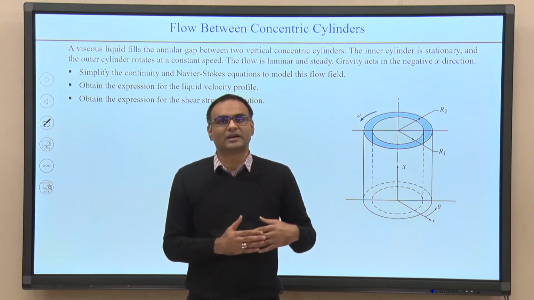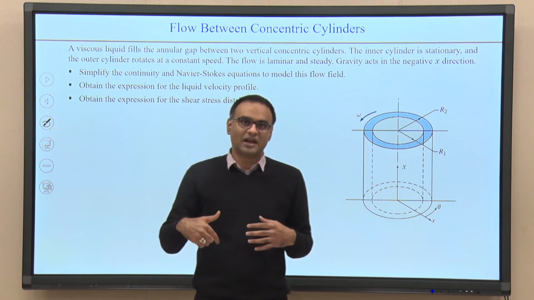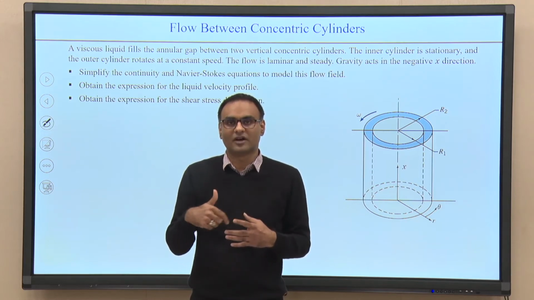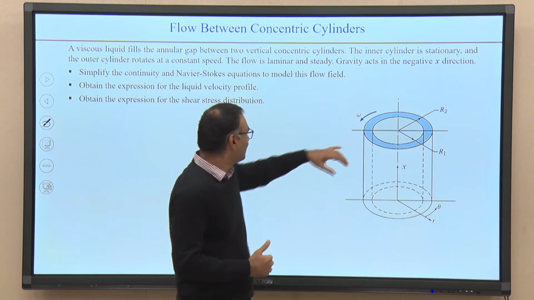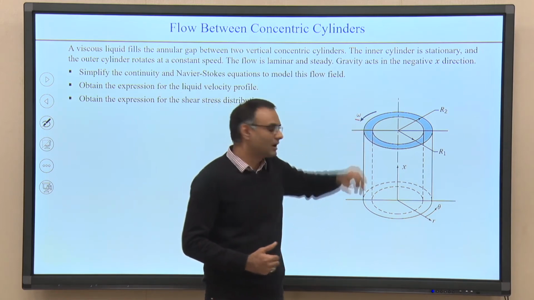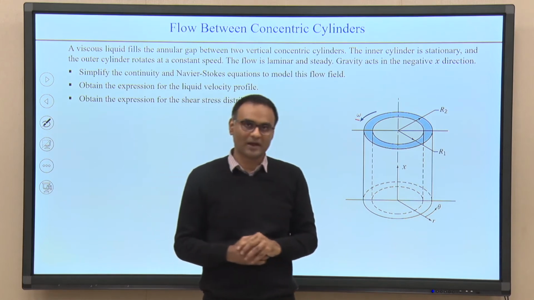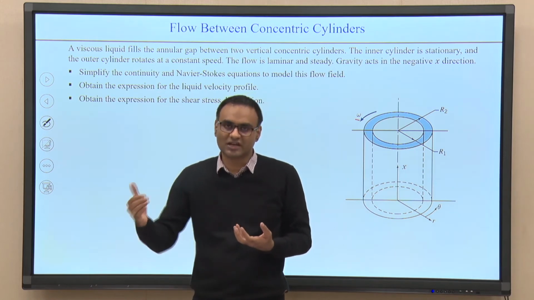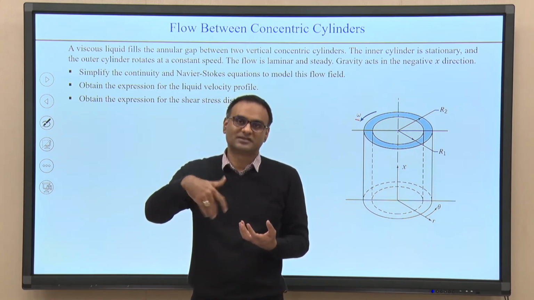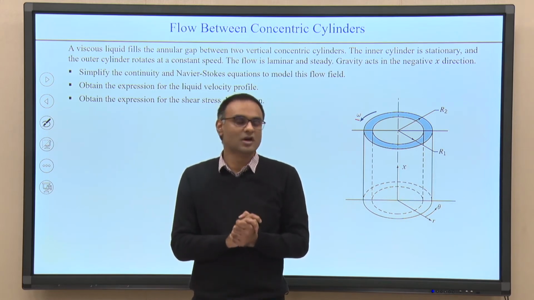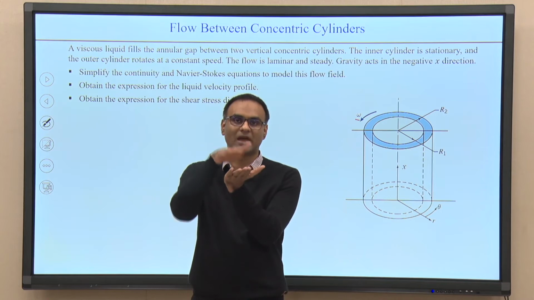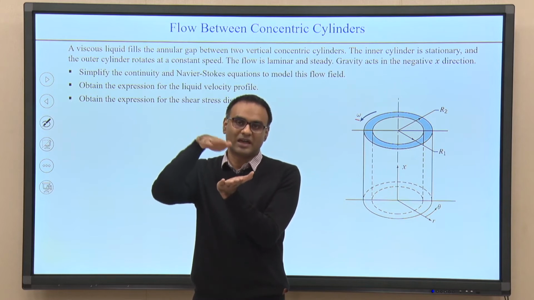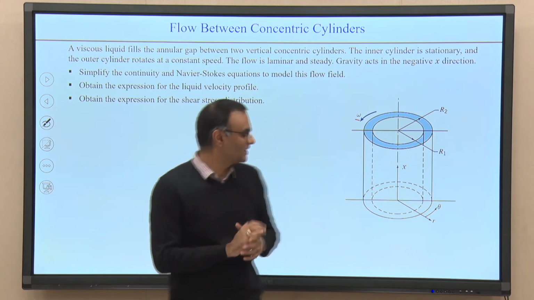But what we are going to look at in this lecture is that the flow is driven by the motion of one of the cylinders. So, in this case the outer cylinder rotates with an angular velocity of omega, and because of the shear caused by this cylinder, the fluid starts rotating. So, it is a shear driven flow. If you remember, when we talked about flow between two parallel plates with the upper plate moving with a velocity u, again the flow was driven by shear in that case.